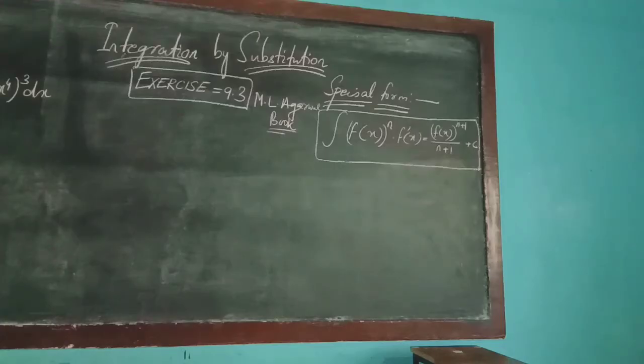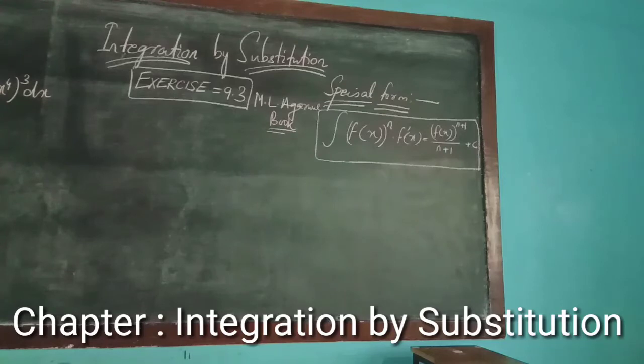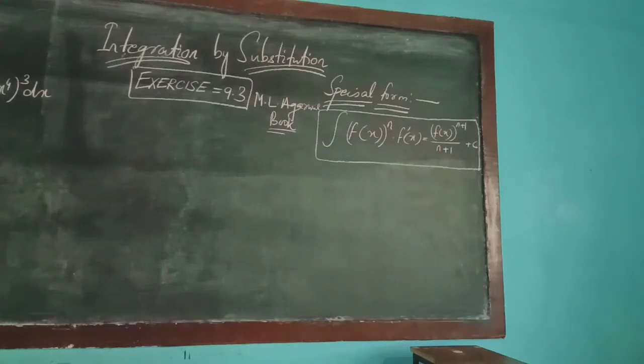Hello students, today I am going to start integration by substitution method from the book ML Aggarwal for class 12. I have written the special form that you see: integration of f of x whole to the power n into f dash x. The answer is f of x whole to the power n plus 1 by n plus 1 plus c. Okay, exercise 9.3. Just see the process of solving.